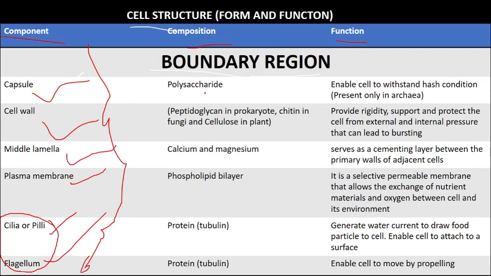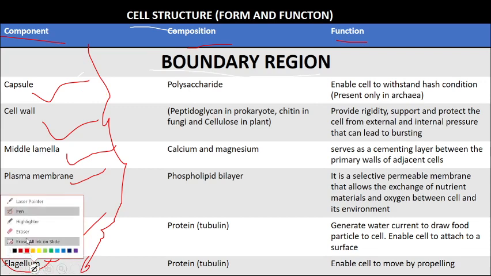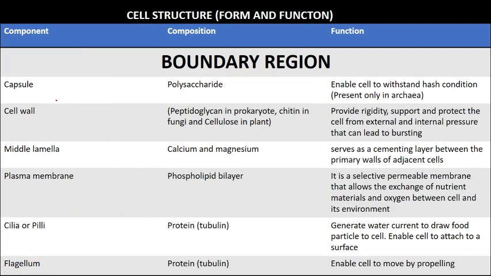That's the reason why you need to study this table very well and understand what is on the table. If you look at it, the capsule is made up of what? Polysaccharide. It enables the cell to withstand harsh conditions, and most of these cells don't die easily. And it's present only in archaea.